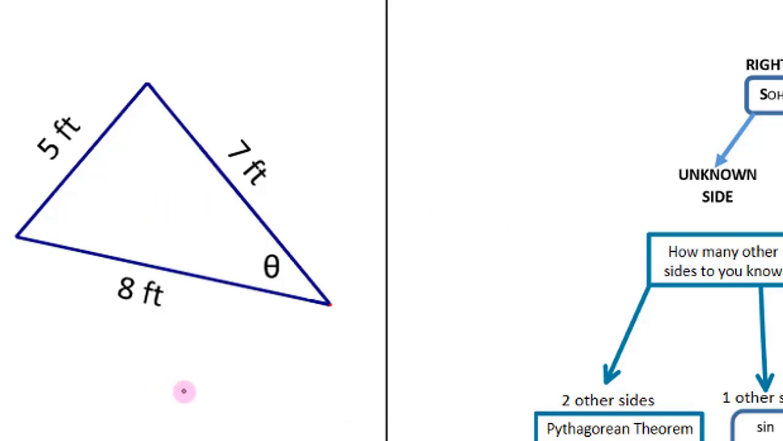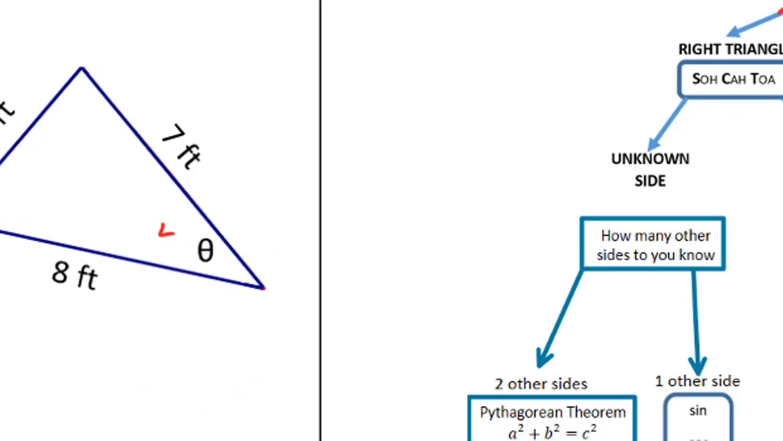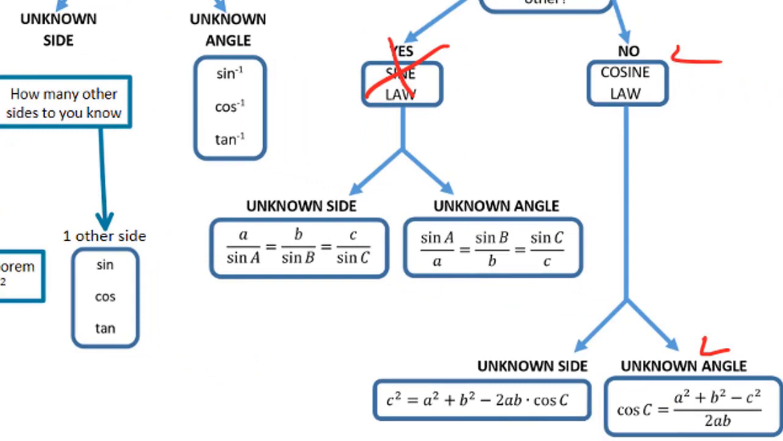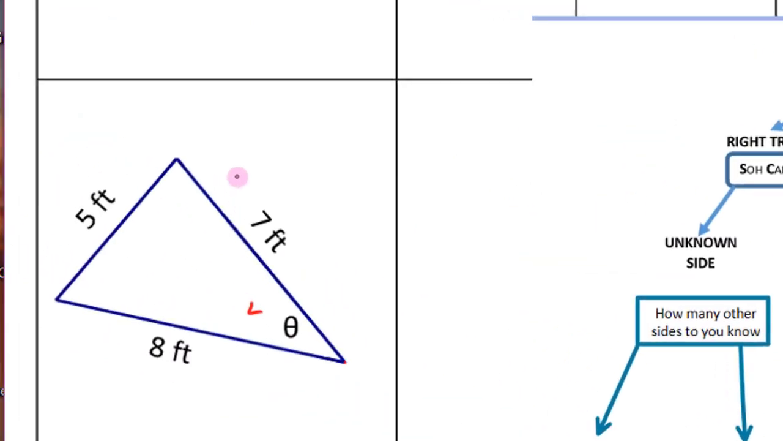Now we need to check whether or not we can use the cosine law. For this question, we're asked for an angle, so we're going to be focusing in on this version of the cosine law. But to use the cosine law to calculate an angle, I must know all three sides. And in this triangle, I do have all three sides.